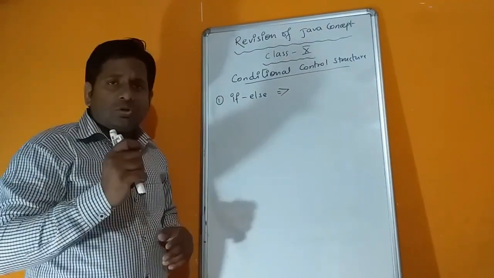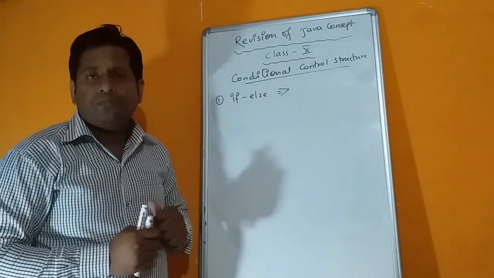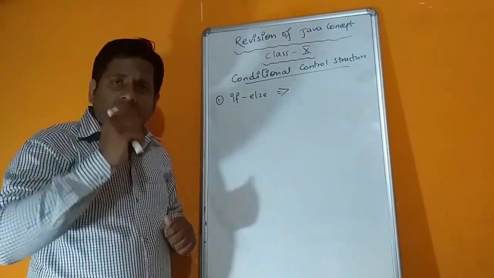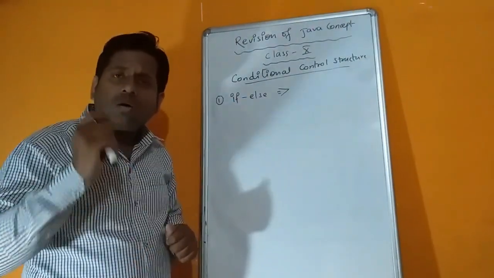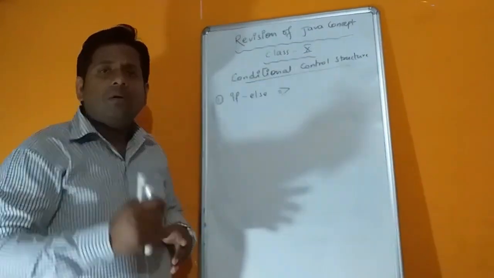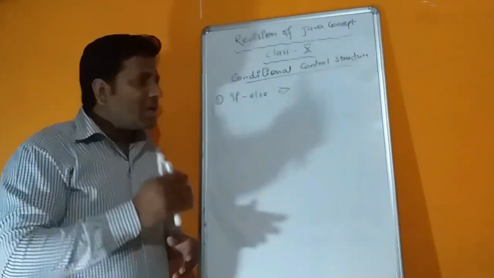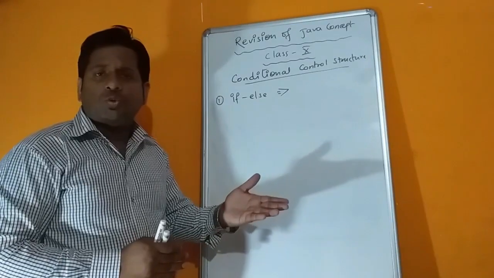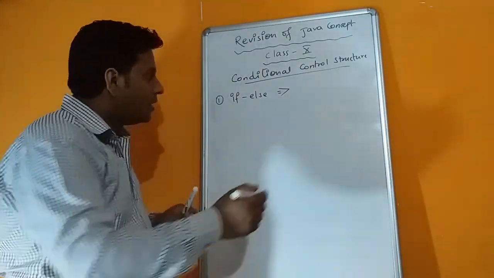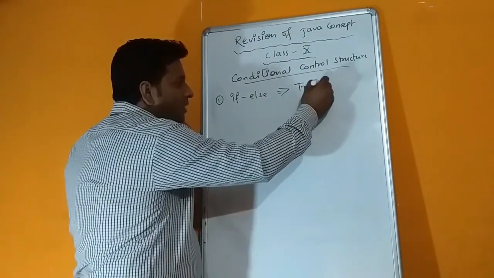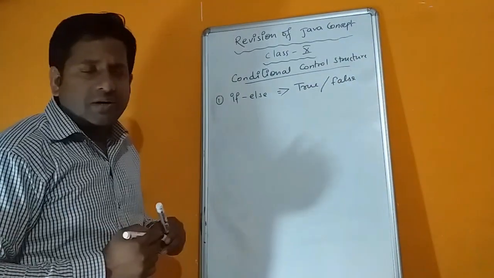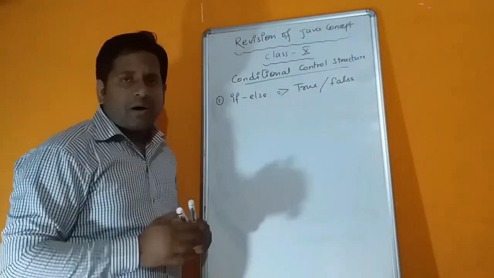So listen children, one question. Suppose you have one number and you have to make a logic to check whether the number is an odd number or an even number. Now what is the probability of getting an odd number as well as an even number? 50%. So for such questions where there is either true or false, we have to use the if else statement. So these are used when there are true or false statements. Clear children? So this is the first part.